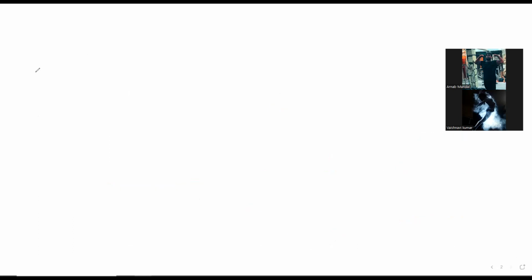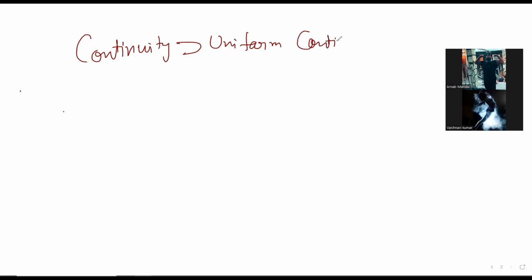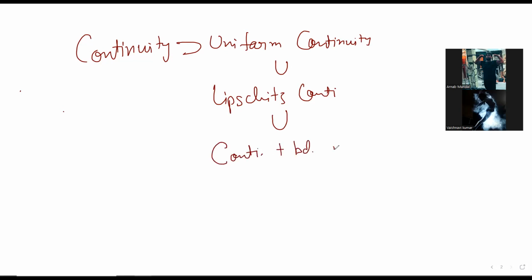Okay. So that being said, maybe I should tell you some things here. There is a notion of continuity, and then there is a notion of uniform continuity. You can take this as homework. And then there is a notion of Lipschitz continuity, and then there is the notion of continuous plus bounded derivative.